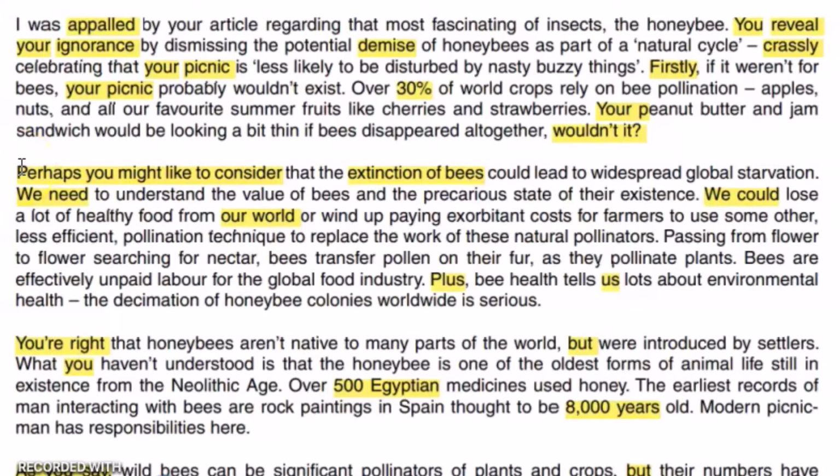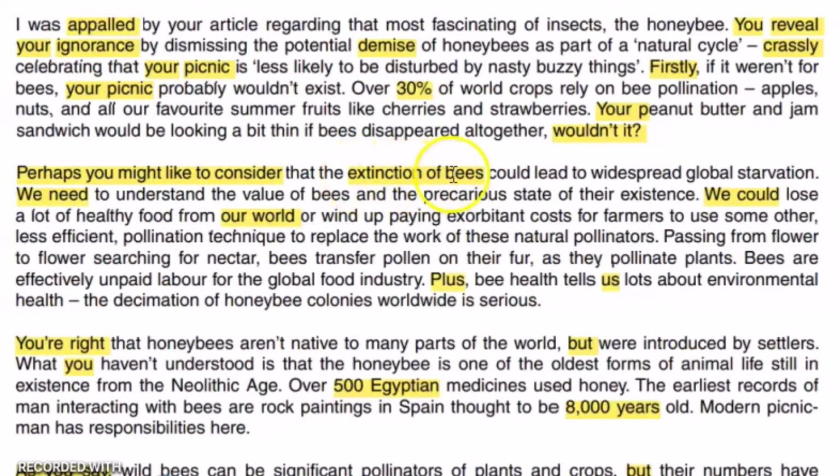In the second paragraph, the writer talks about opinions that are different from those of the writer of the article. Perhaps you might like to consider. So look at the way he starts his disagreement, how he starts talking about his opinion. Perhaps you might like to consider. He didn't say that you must consider my opinion, or you must consider what I'm going to say right now. He just politely, in a formal way, to persuade the other person, says, perhaps you might like to consider that the extinction of bees.